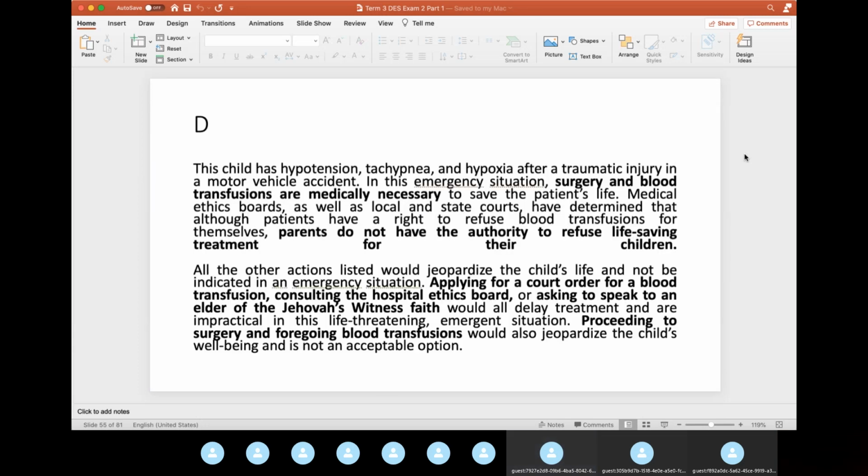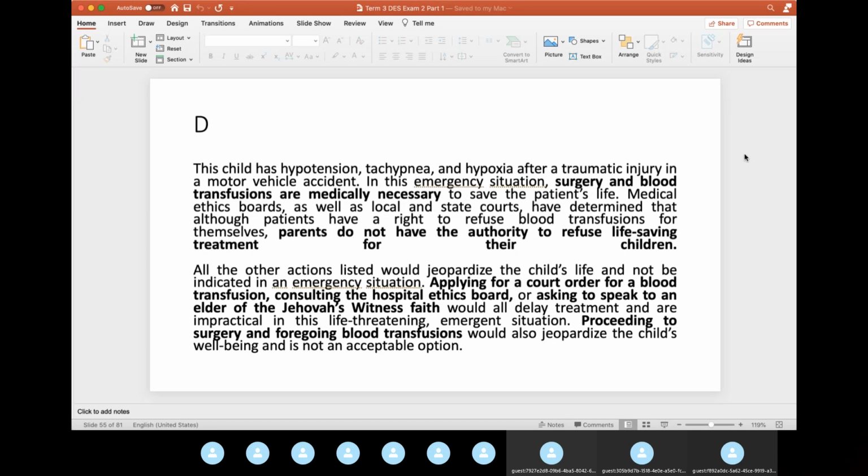Remember, even though it is an emergency, in an emergency situation, surgery and blood transfusions are medically necessary. Even though the parents object, even though you have a religious objection to that, it's an emergency. You have a duty to treat. Parents do not have the authority to refuse life-saving treatment. Remember that one. For their children.